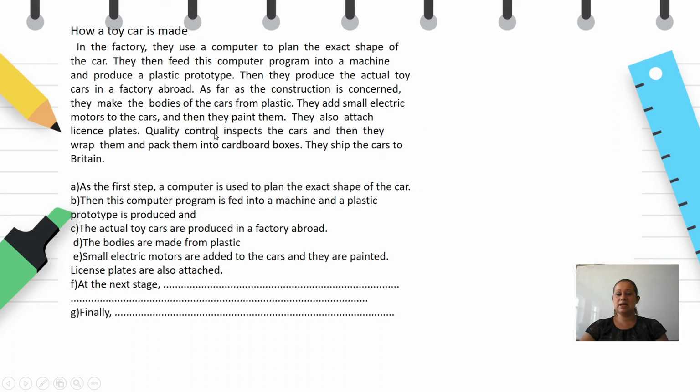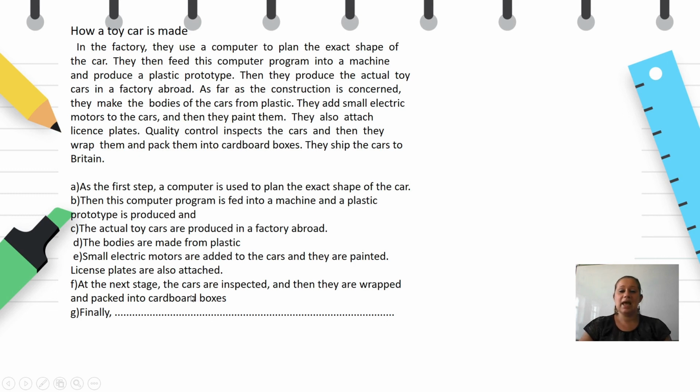At the next stage, let's see, quality control inspects the cars and then they wrap them and pack them into cardboard boxes. At the next stage, the cars are inspected and then they are wrapped and packed into cardboard boxes. And the last one, they ship the cars to Britain. Finally, the cars are shipped to Britain.